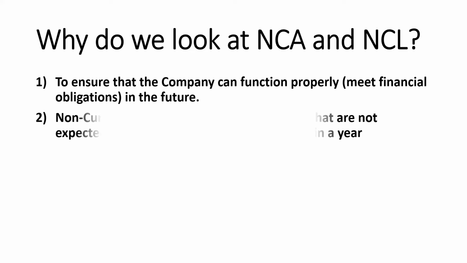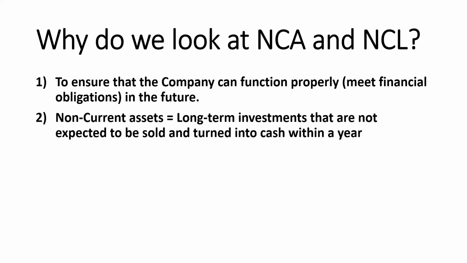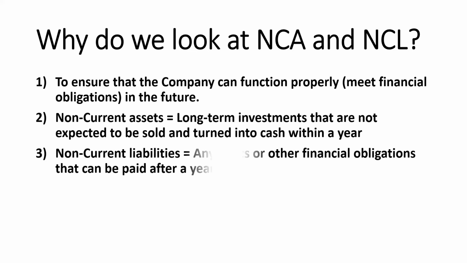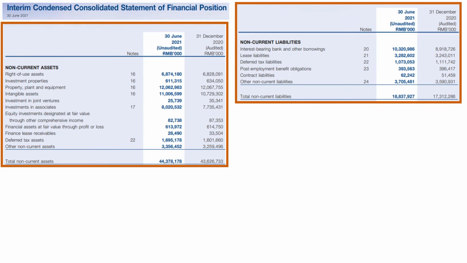In the balance sheet, non-current assets refer to long-term investments that are not expected to be sold and turned into cash within a year. And non-current liabilities refer to any debts or other financial obligations that can be paid after a year. To look at the non-current assets and liabilities, I will look at the actual financial statement, as Yahoo Finance does not provide the full breakdown of it. Looking at the financial statement will also provide more in-depth information about the company's non-current assets and liabilities.